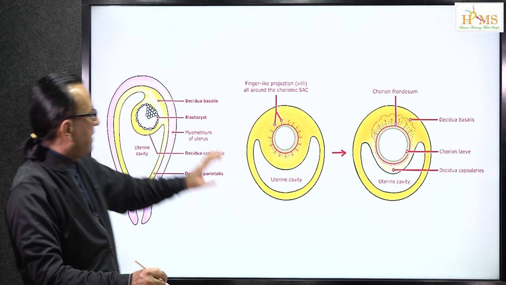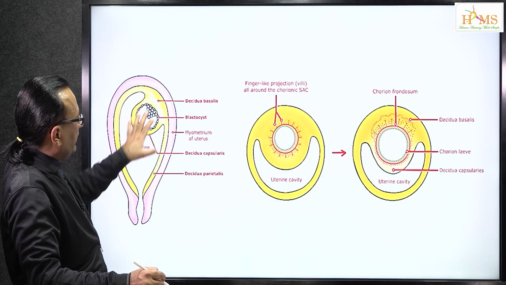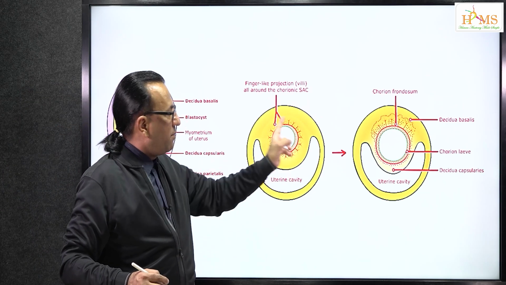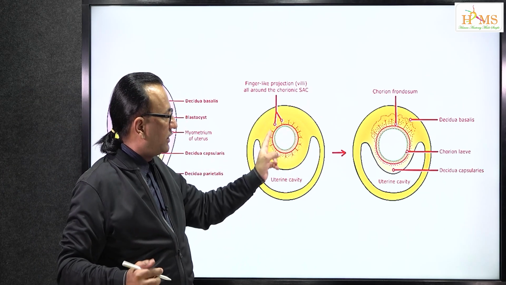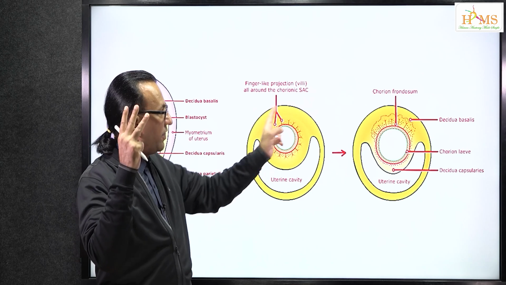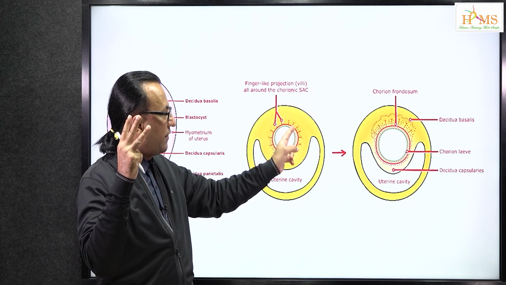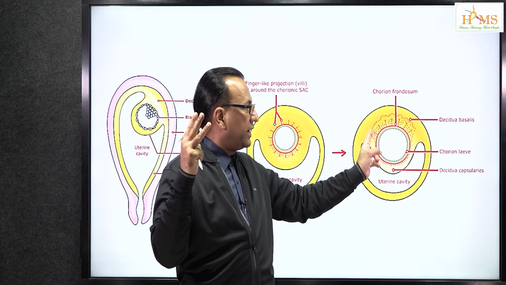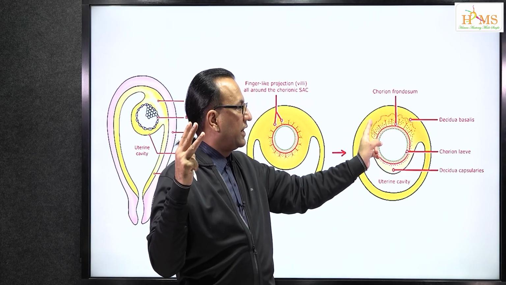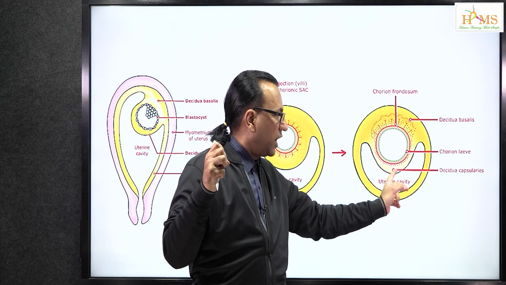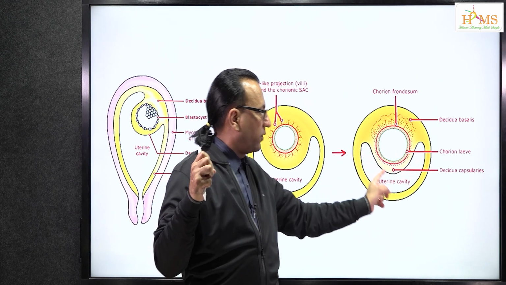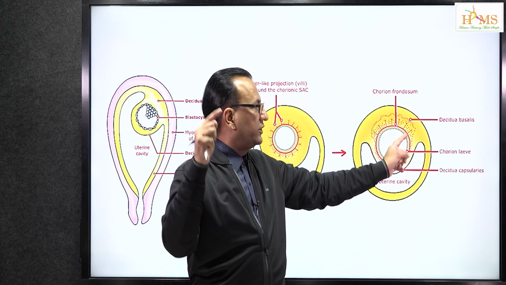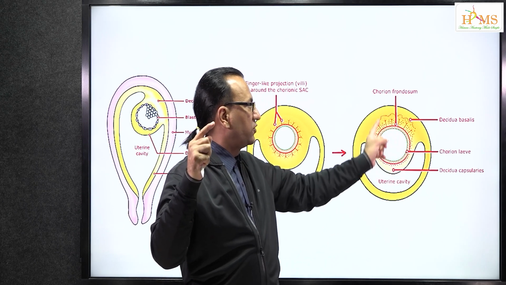And here, as we magnify the developing conceptus, we will see it was covered by the chorion, and the chorion membrane, the placental membrane, is giving us finger-like projections, which are in the beginning primary, then they become secondary, and then tertiary. And these finger-like projections will be modified towards the decidua basalis side, but will be lost from the opposite pole, that is towards the decidua capsularis, and that is where it is called chorion laeve. The one which is fetal placenta is called chorion frondosum.